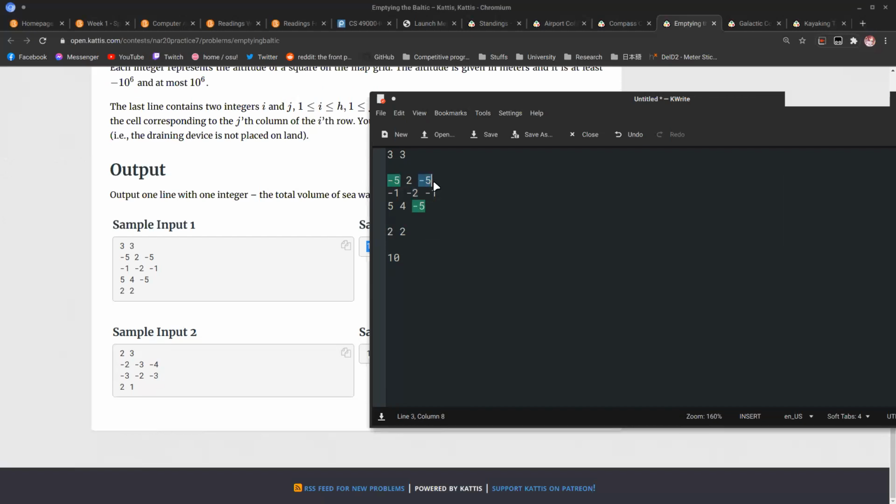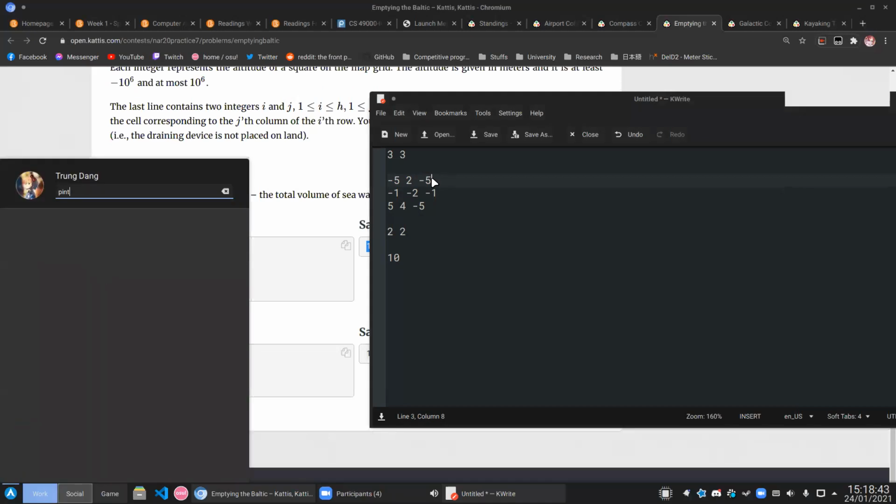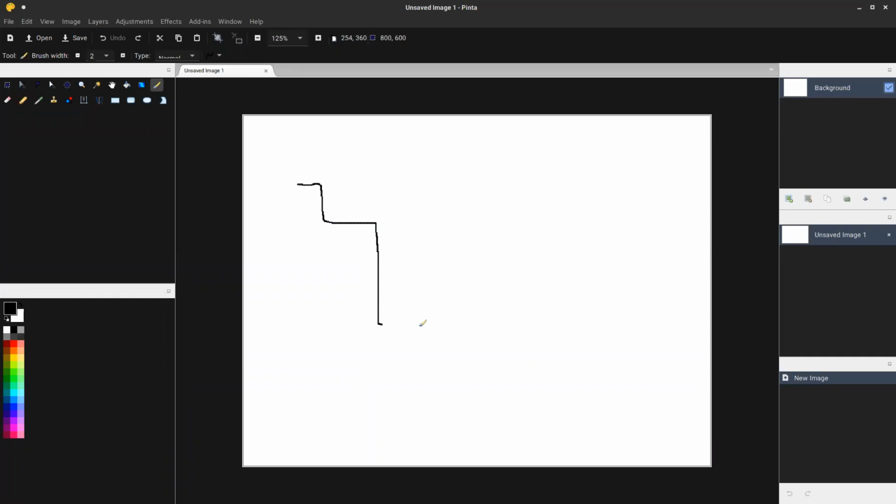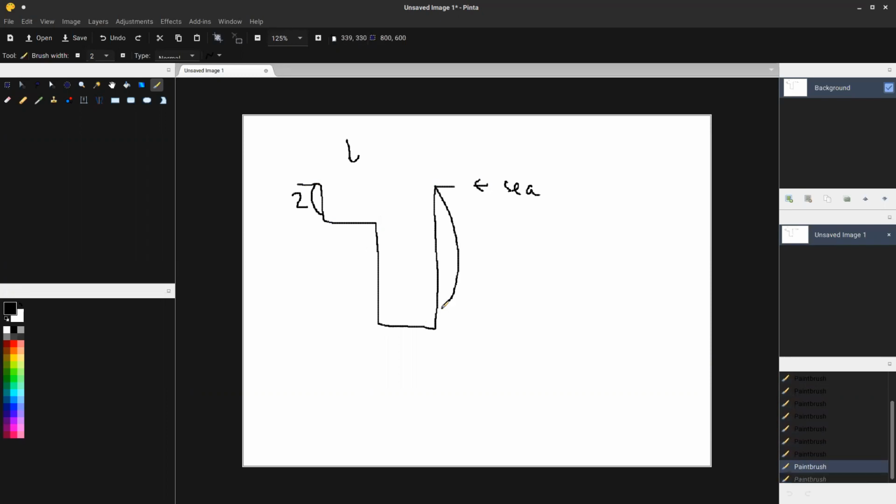For this cell, the water can flow from this cell to this cell because it is diagonally adjacent to this square. So it can suck at most 2 meters from this square because this cell lies 5 meters below sea level. I will try to draw it out. Let's say this is the sea level. This is our cell. It lies 2 meters below sea level. And this is that cell. It lies 5 meters below the sea level. If we have a suction device at the bottom of this cell, then we can clear off all of this cell, and we can also clear off the first 2 meters of this cell. The lower 3 meters cannot be sucked because it is lower, so it cannot flow from this to here.